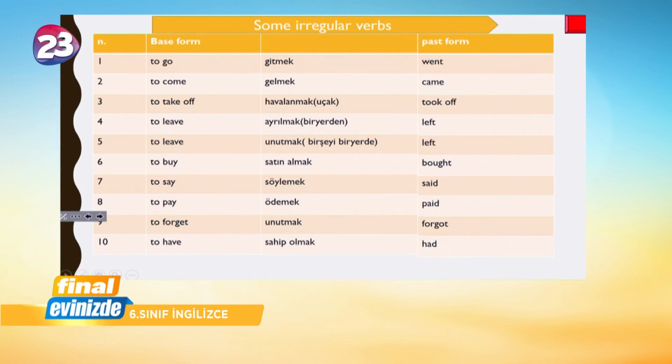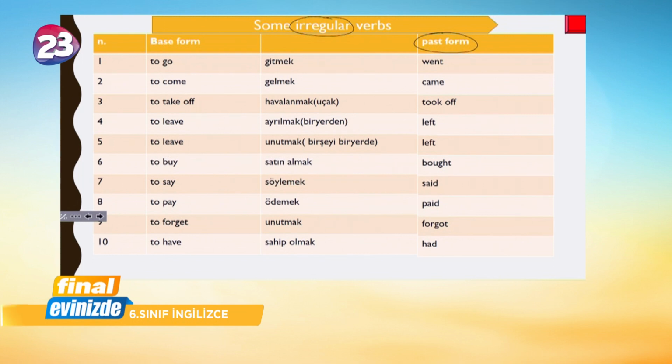Here we've got some irregular verbs. Remember, as I have told you, if you want to change a verb into past, if the verb is regular, we add ed. If the verb is irregular, then what do we do? We use the past form of the verb. Okay, we use the second form of the verb. Here we've got some of them.